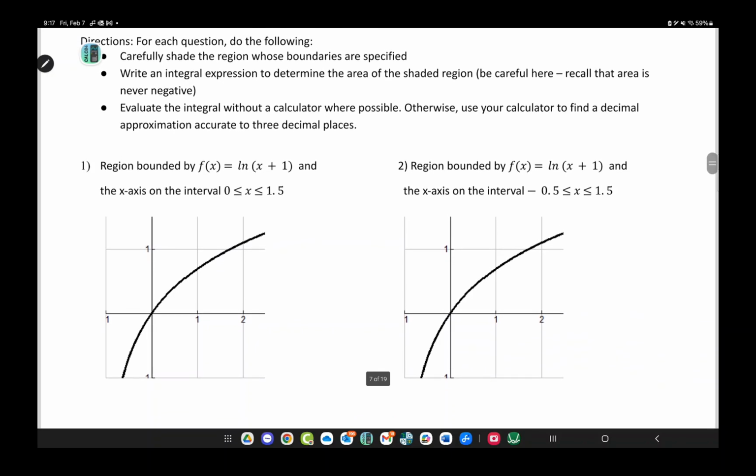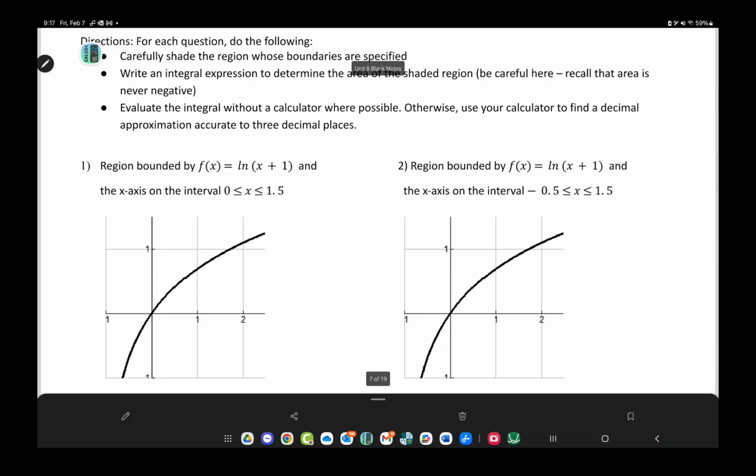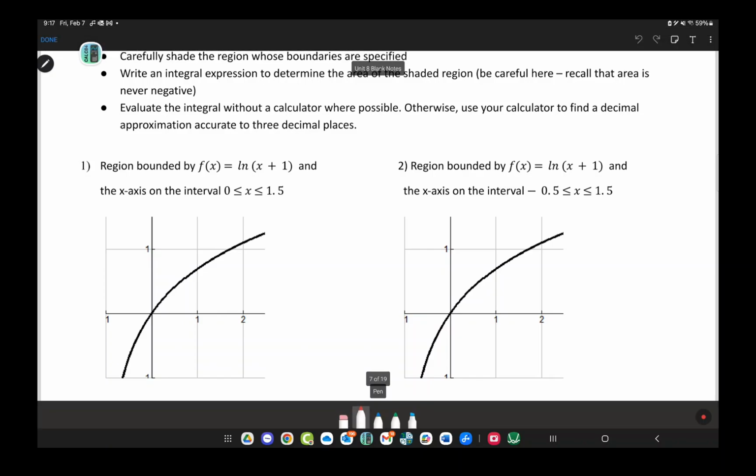So we are going to find the area of the region bounded by the natural log of x plus 1 and the x-axis on the interval from 0 to 1.5. So, first step, draw this out. We have our function here. We have our x-axis. We're going from 0 to 1.5. We're about here. So we want to find that area right here.